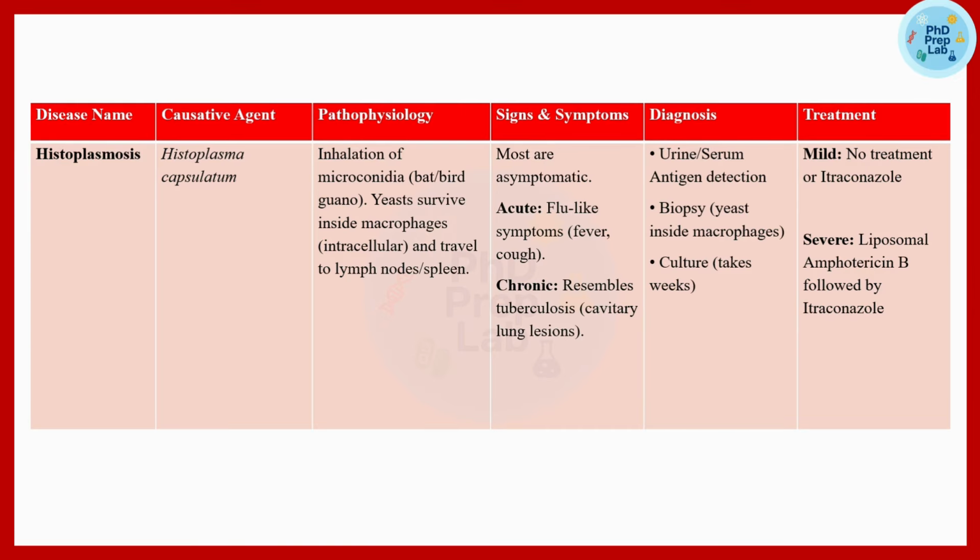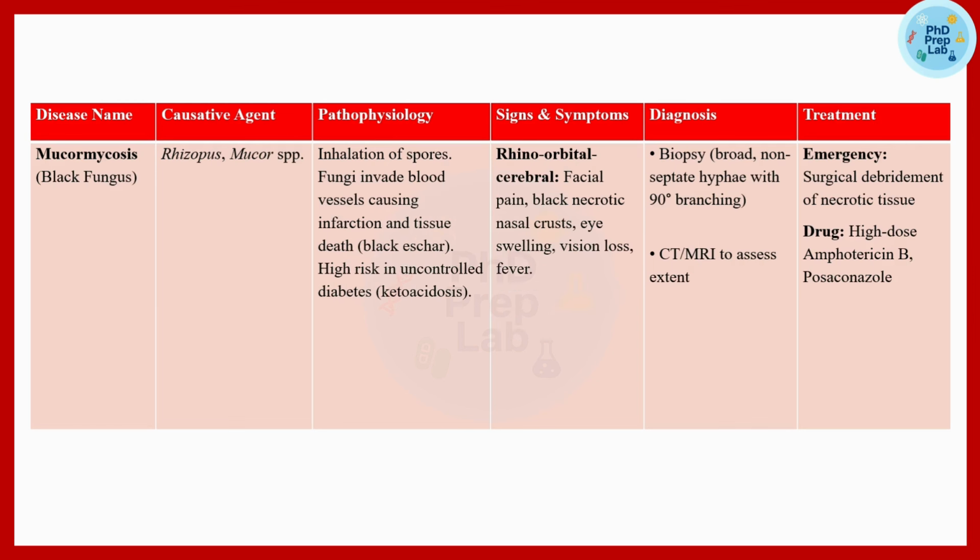The next disease that we have is histoplasmosis. The causative agent is Histoplasma capsulatum. The most common signs and symptoms, if it is acute, will be flu-like. If it is chronic, then it mostly resembles TB, but most of the cases are asymptomatic as well. The diagnosis is usually done on the urine, or the serum could also be analyzed for antigen detection, or there is a culture or biopsy test as well.